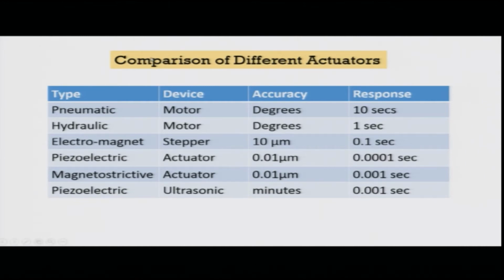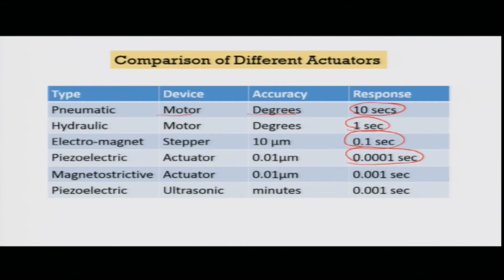Now, if I compare all these different actuators, you can see that pneumatic actuators give you a response of about 10 seconds level, and the accuracy is in terms of degrees. If it is a motor, you can have plus minus 1 degree kind of accuracy. Hydraulic actuator, again degrees level of accuracy, response time is about 1 second, faster than pneumatic actuator. Electromagnetic actuators like stepper motors or solenoids, etc., have 0.1 second response time. Piezoelectric actuator can go up to 0.0001 second.